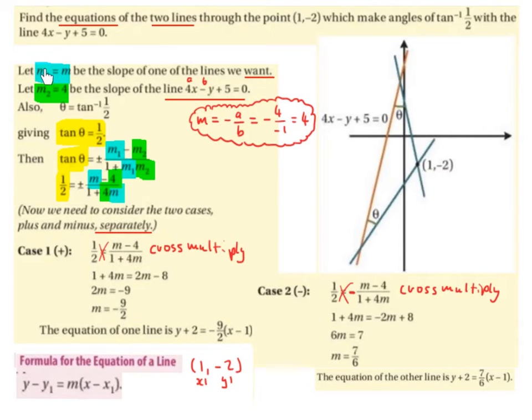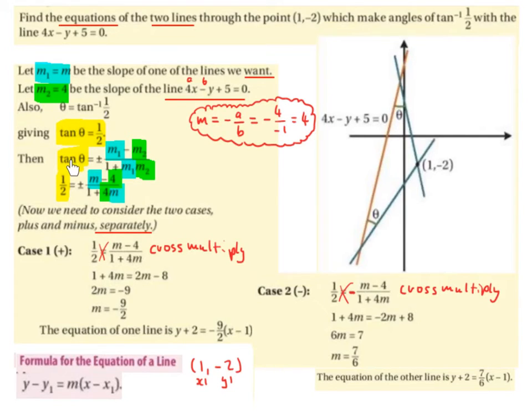So we're going to let m1 be equal to m, which is the slope of one of the lines that we want. And we're going to let m2 be equal to 4, the slope of the line 4x minus y plus 5 is equal to 0. We get a slope of 4 because we're using the formula minus a over b. So the a is 4 and the b is technically minus 1. So it's minus 4 over minus 1, which is going to be 4. So we have m2 being a slope of 4. Also, theta is equal to the inverse function of tan of a half, which we can rewrite as tan of theta equals a half.